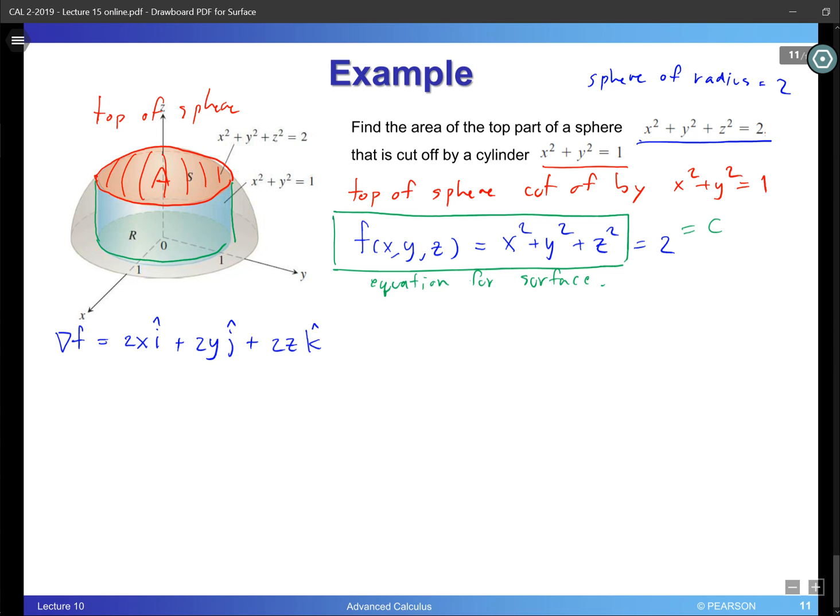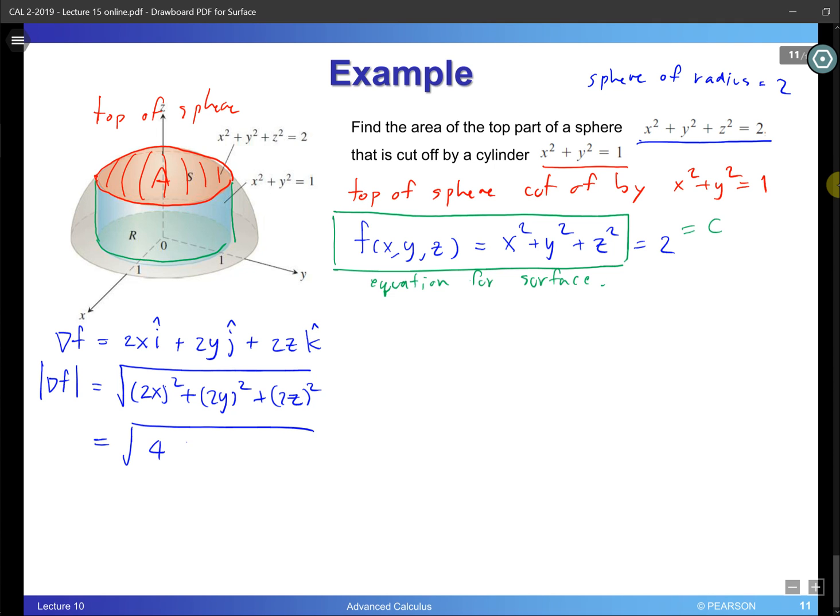Alright, so this is the gradient of f, but then we need to find the size of this gradient of f. It's going to be equal to the square root of this first component squared plus second component squared plus last component squared, right? And it's going to be equal to the square root of 4x squared plus y squared plus z squared.